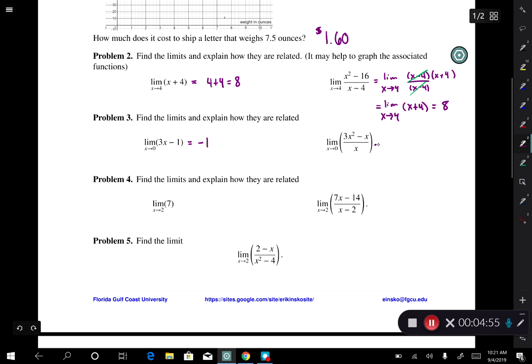Now here, if you try to plug in 0, you're going to get 0 over 0, which means that you can factor out an x minus 0 out of top and bottom. So this is going to be equal to the limit as x goes to 0 of 3x minus 1 times x over x. And as long as x isn't 0, x over x will be 1. And since we're asking for the values close to x equals 0, not actually at x equals 0, we can cancel that. So this is equal to the limit as x goes to 0 of 3x minus 1, which we already figured out is negative 1.